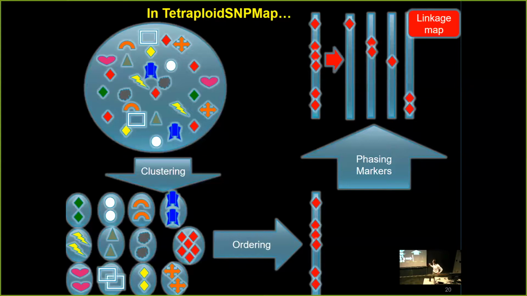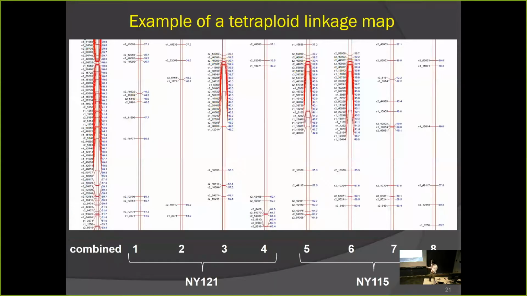After completing the phasing step, I could get a linkage map. This is one example of a linkage map. Since I crossed two heterozygous parents, I could draw two different sets of genetic maps. In this case, homologs 1 to 4 represent the 4 homologs of NI121, and homologs 5 to 8 represent the 4 homologs of NI115. The left side represents the genetic map, where all SNP markers are combined.